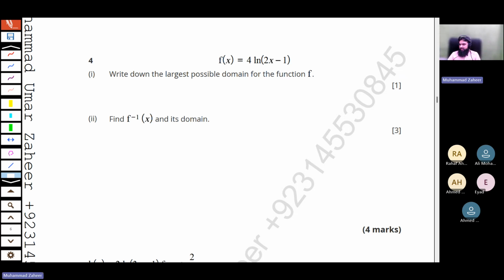It says that f of x is equal to 4 natural log of 2x minus 1. Write down the largest possible domain for the function f. Anyone? What is the largest domain for this function?